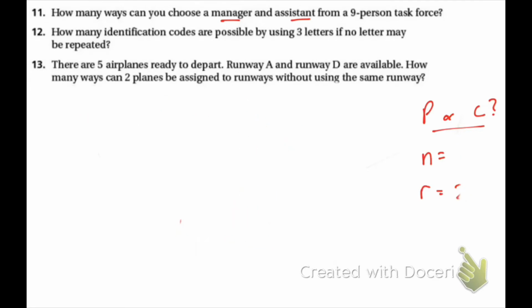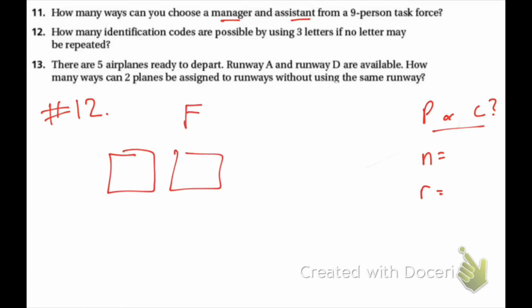Number 12. How many identification codes are possible by using 3 letters if no letter may be repeated? This one would be easier to do just by using the fundamental counting principle, because you have 3 letters to input into the code. So we have 3 different letters.